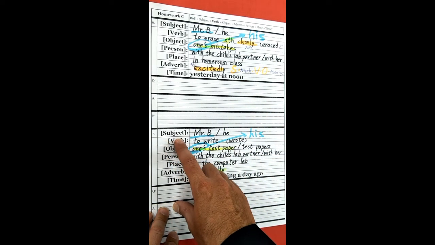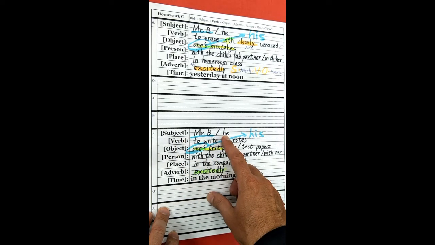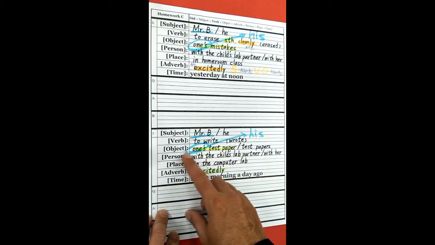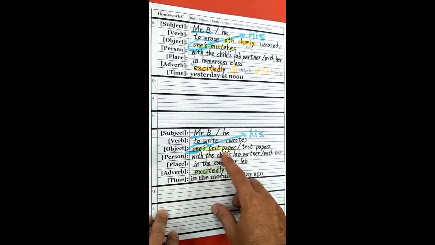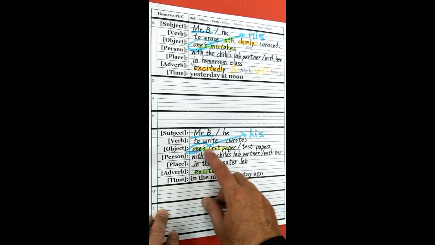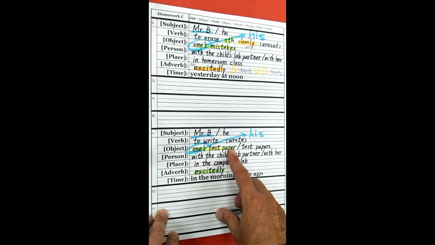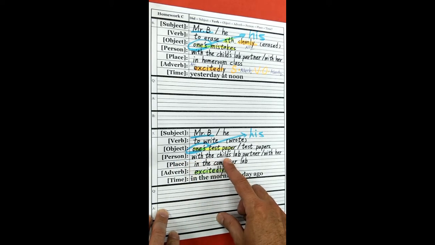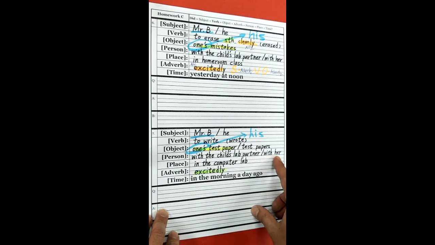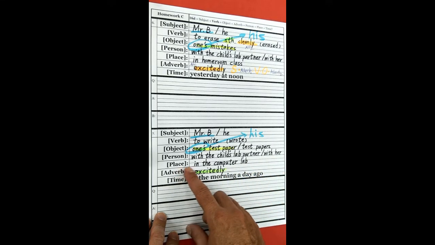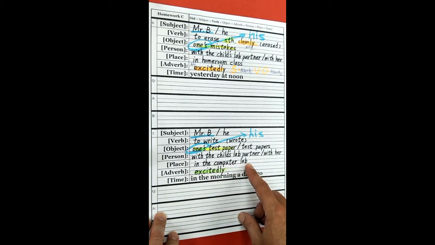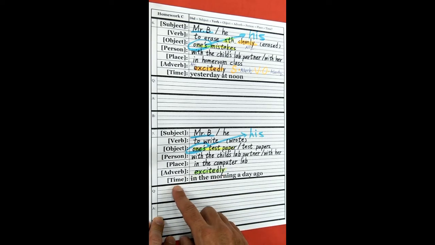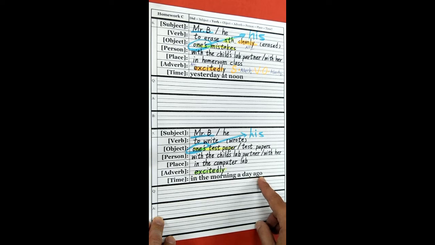Number 7, subject, Mr. B, he. Verb, to write, wrote. Object, one's test paper. Well, this is Mr. B, it's his test paper. Person, with the child's lab partner, with her. Place, in the computer lab. Adverb, excitedly. Time, in the morning a day ago.